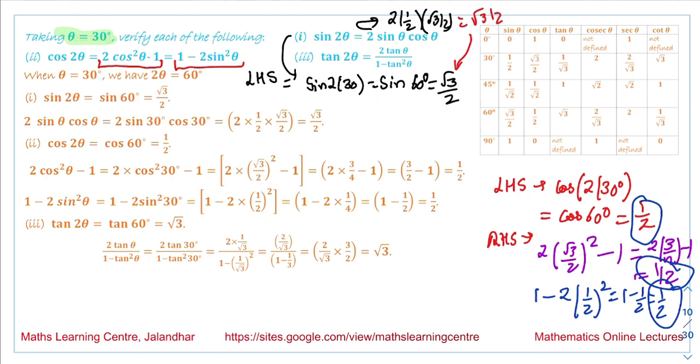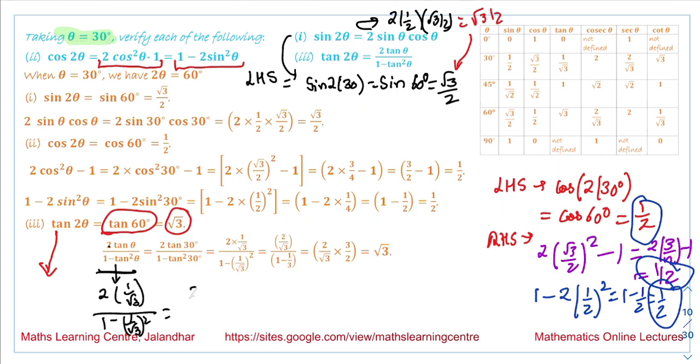Next, in this last case, it is tan 2 theta, that is tan 60 degree, which is equal to square root of 3. The second term is 2 tan theta over 1 minus tan square theta, so it is 2 into tan of 30 degree, which is 1 by root 3, over 1 minus 1 by root 3 square. So it is 2 by root 3 over 1 minus 1 by 3, so it is 2 by root 3 over 2 by 3.